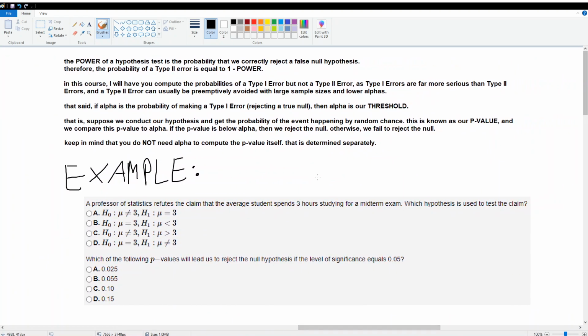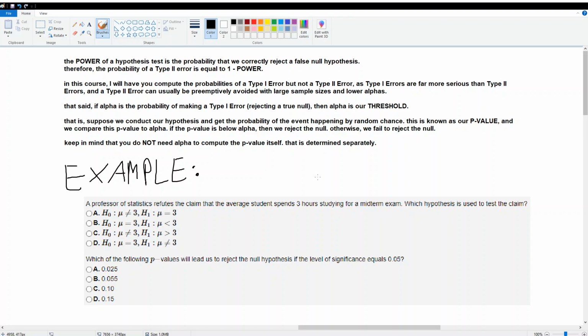Now, we have the other end. The power of a test is the chance that we correctly reject a false null. So, technically speaking, the probability of a type 2 error is 1 minus the power. But in this course, I'm not going to ask you to compute that probability. You'll only deal with probabilities of a type 1 error. But I'm giving you this definition so that you have it for the web work and just to be in the know. So, like I said, if alpha is our probability of making a type 1 error, then it's our threshold.